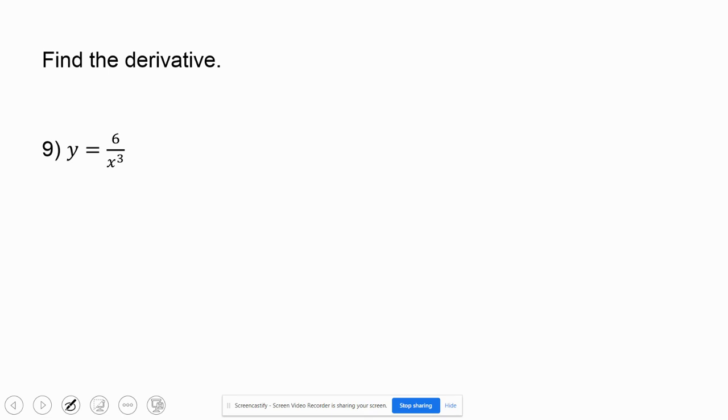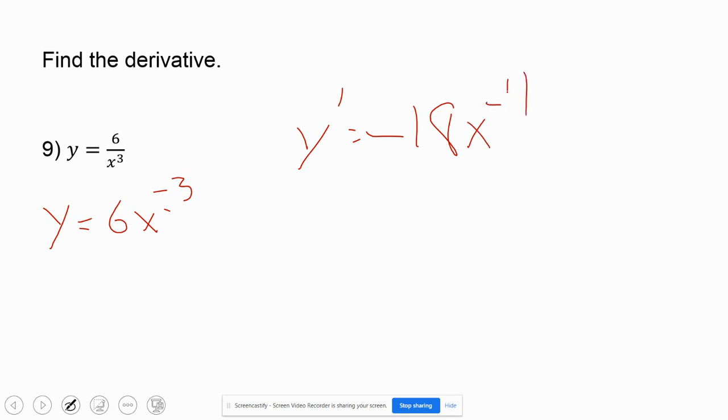Number 9, you need to rewrite also: y equals 6x to the negative 3, which makes y prime a negative 18x to the negative 4, which means y prime is negative 18 over x to the 4th.